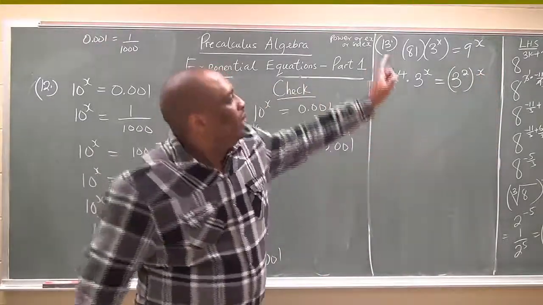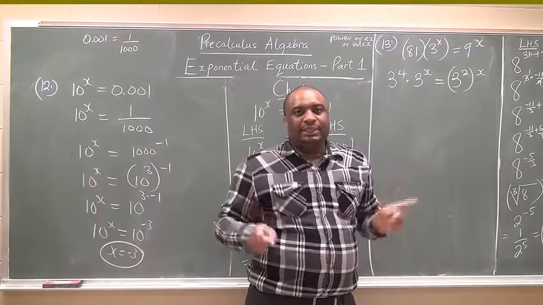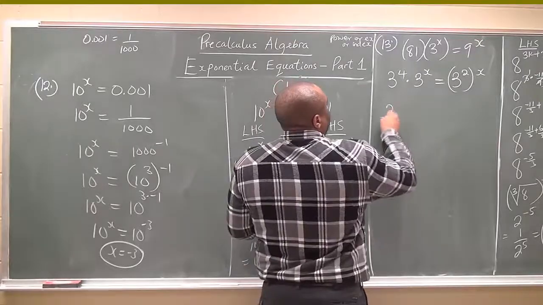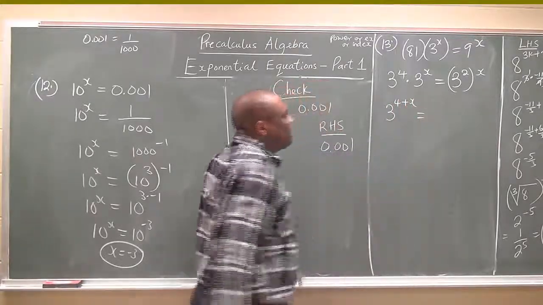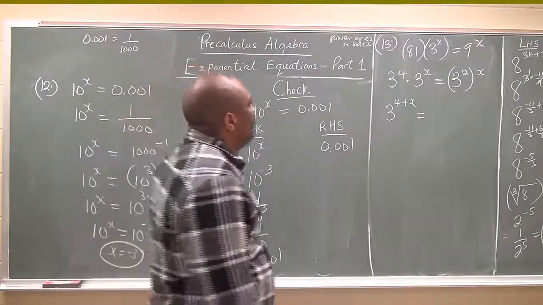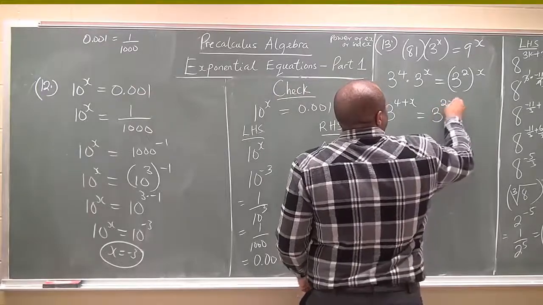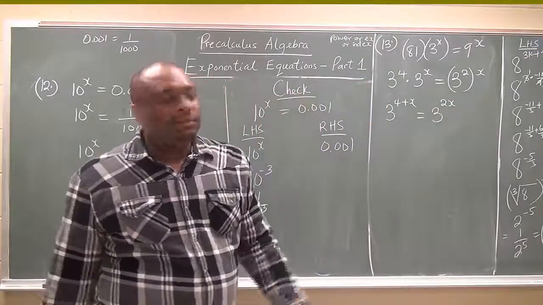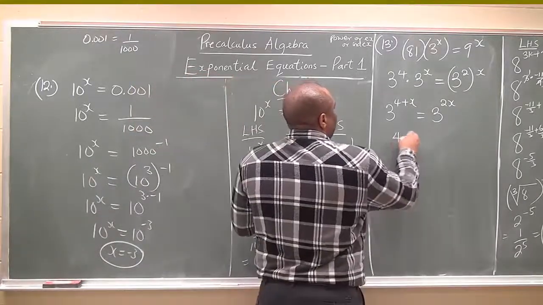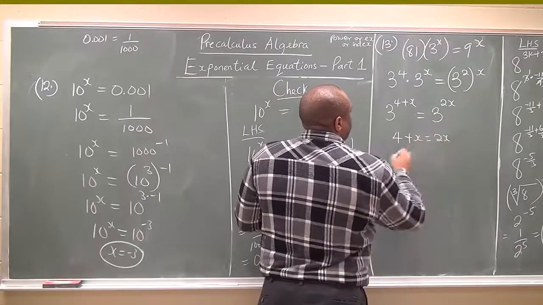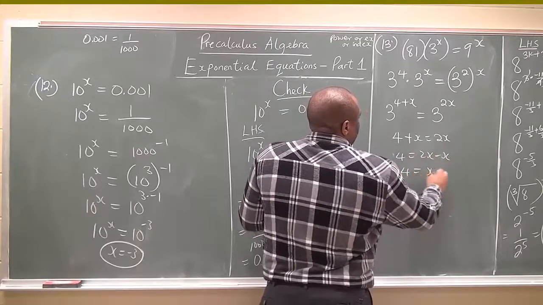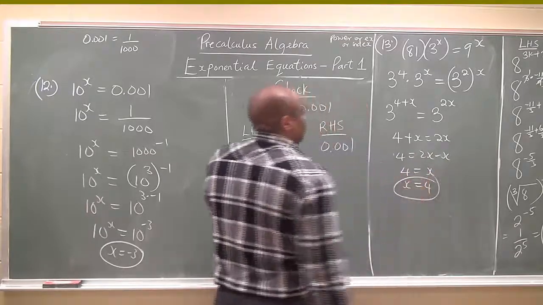Remember, whenever you put this to another base, put it in parentheses, please. So this means 3 exponent 4 plus x from your laws of exponent, equal to 3 exponent 2 times x, which is 2x. They have the same base, so what you're going to do? Equate their exponent. 4 plus x is 2x. So 4 is equal to 2x minus x. 4 is equal to x. X is equal to 4.